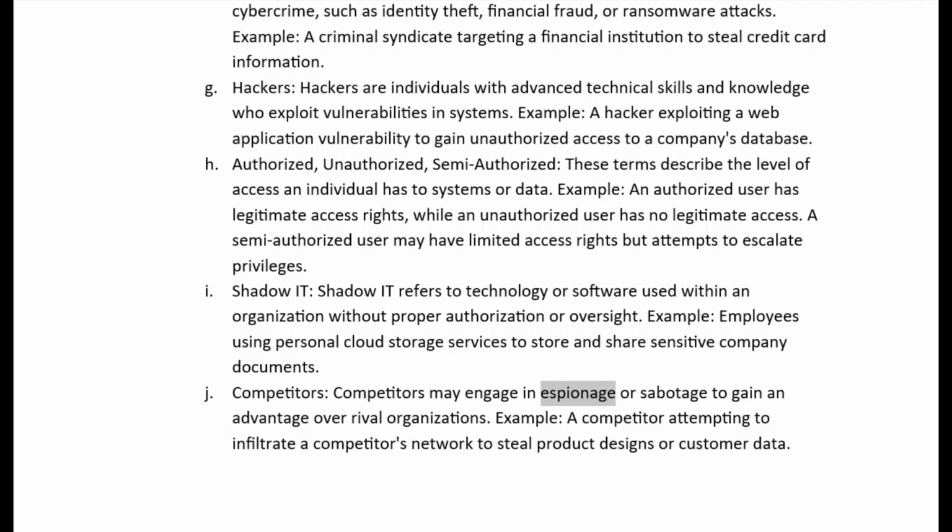Competitors may engage in espionage or sabotage to gain an advantage over rival organizations. Example: a competitor attempting to infiltrate a competitor's network to steal product designs or customer data.